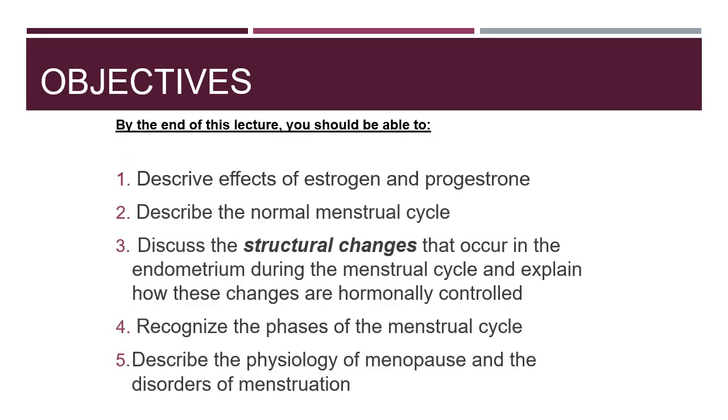So the objectives of this lecture are to describe the normal menstrual cycle, to discuss the structural changes that take place in the endometrium during the menstrual cycle, and explain the hormonal control of these changes. Then you have to recognize the phases of the menstrual cycle and the physiology of menopause and some of the disorders of menstruation or ovulation.